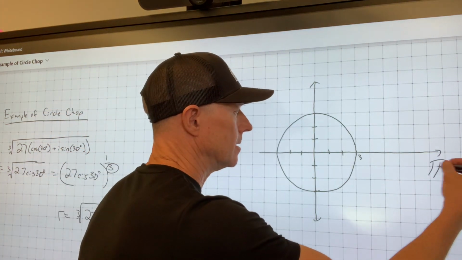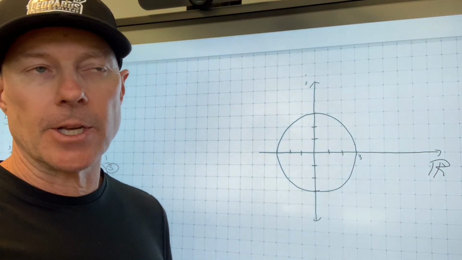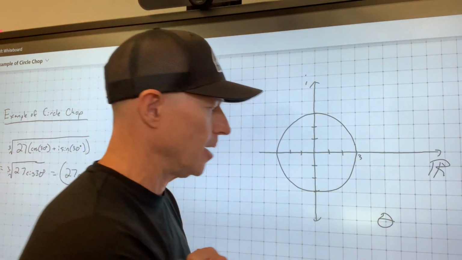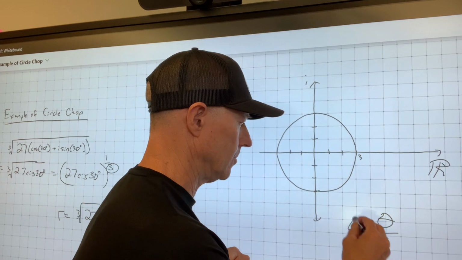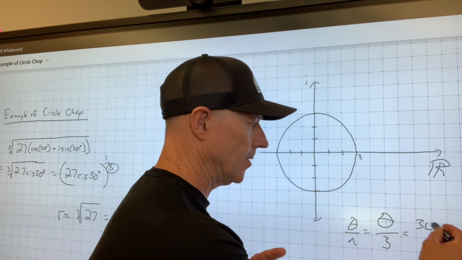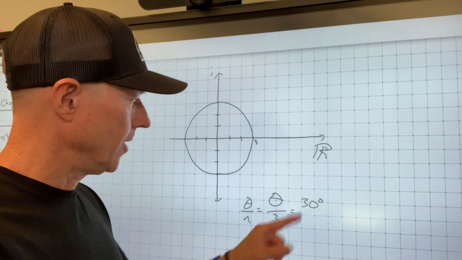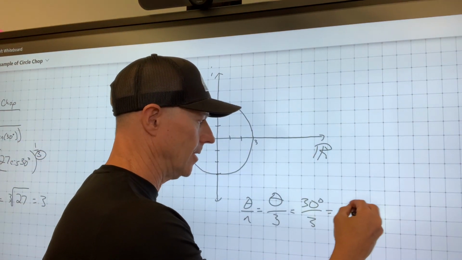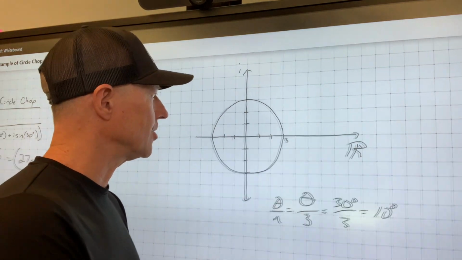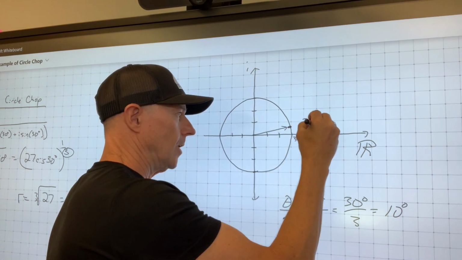This is our real axis, our imaginary axis. And we're going to chop this into 3 equal sectors. And to find the principal root, we take the argument and divide it by the root that we're taking. So theta over n. And in this case, n is 3 and theta is 30 degrees. Remember, we're taking the root of this guy who's got 30 degrees. So 30 divided by 3 is 10 degrees. Oh yeah, 10 degrees plus 10 degrees plus 10 degrees gets us back to 30 degrees. So our first chop is right there. That's our first one, right there.